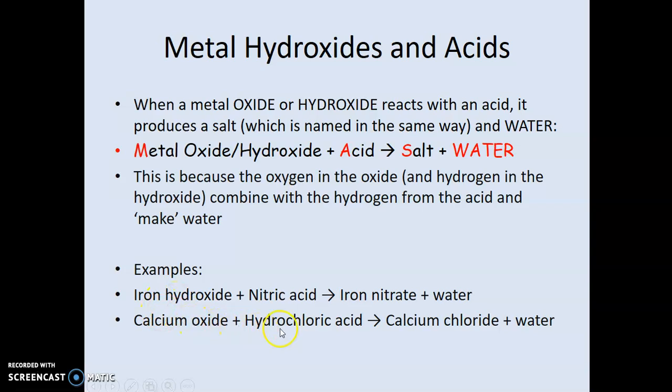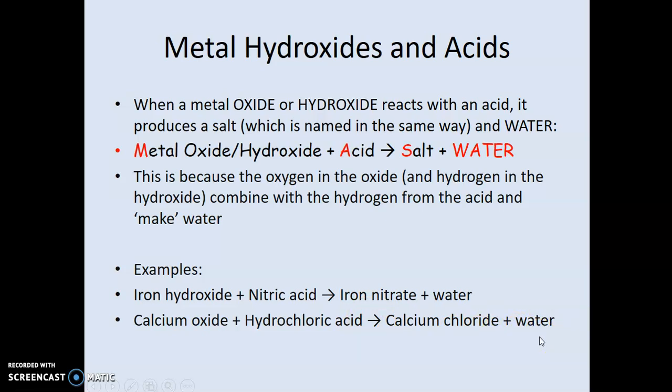Calcium oxide plus hydrochloric acid produces calcium chloride, because it's hydrochloric acid, and again it will produce water because you have the oxygen that was bonded to the calcium combining with the hydrogen from the acid, and that's why you get water instead of just hydrogen.